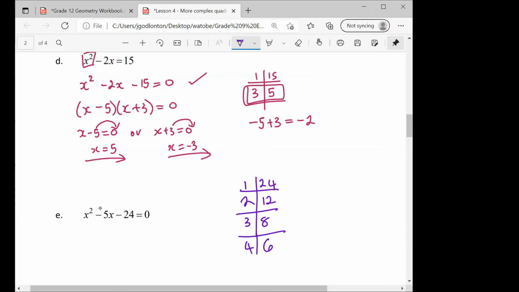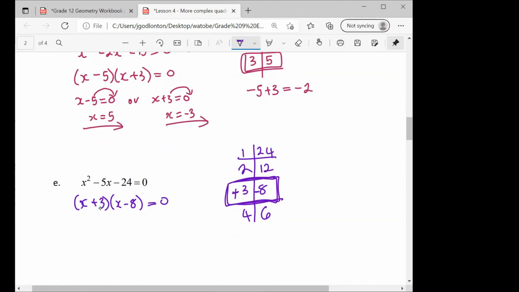Okay, so when we're looking at this question, oh, okay, we've got some answers coming in. So when I have a look here, I can see that I'm going to need to use this pair in order to get a 5. And if I want negative 5, it's going to have to be negative 8 plus 3. So inside my brackets, I'm going to have x plus 3, x minus 8. And remember, those can be the other way around. So it can be x minus 8, x plus 3.